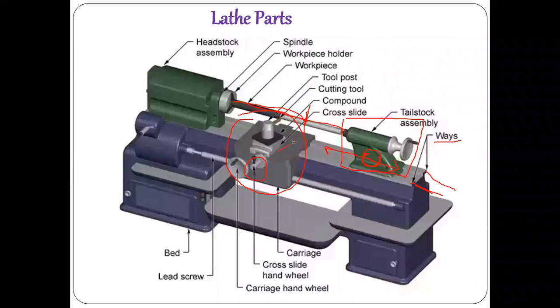So the cross slide is moving in this direction, right? And this is the cross slide, and this is the carriage. The carriage can move in this direction. Because when your workpiece is rotating about this particular point, you need to machine from this portion up to this portion. Then your cutting tool has to move from here to there.